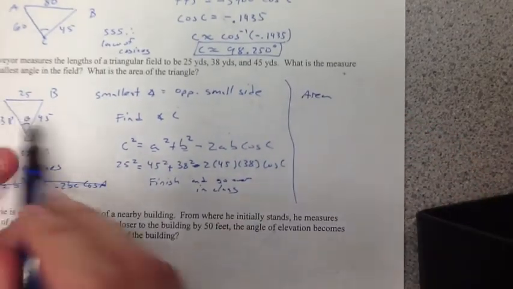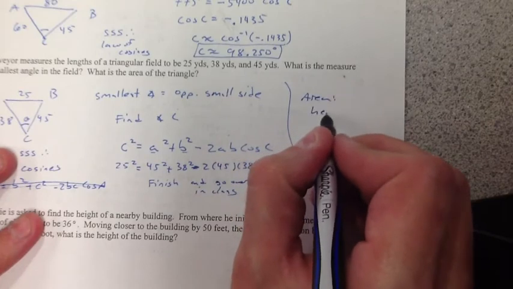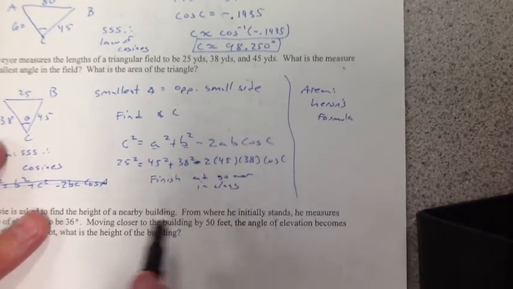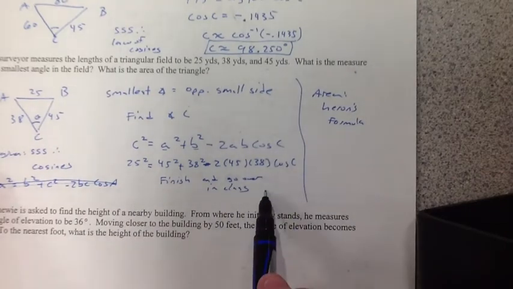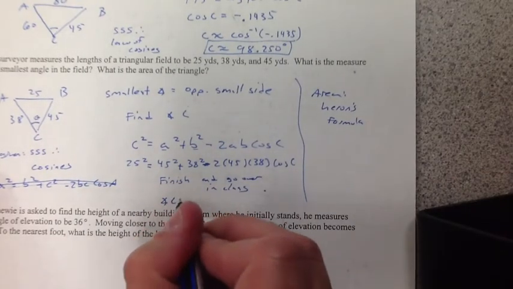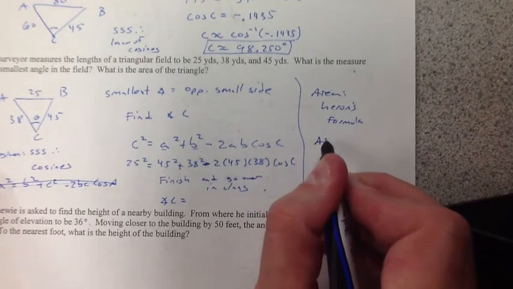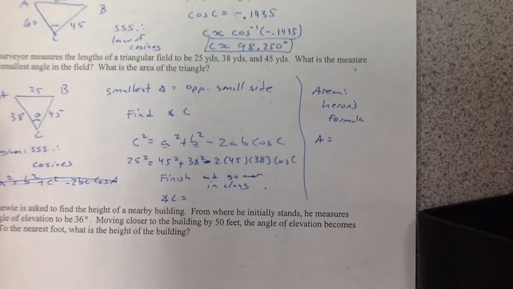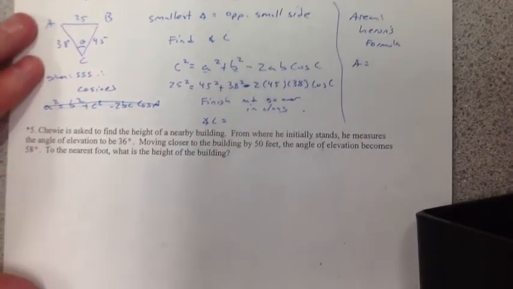And since we're given all 3 sides, we're going to use Heron's formula. So, also do me a favor, finish up this one, find angle C, and find the area using Heron's formula. Okay? And we'll go over those 2 tomorrow in class. I want to spend time with number 3 here.